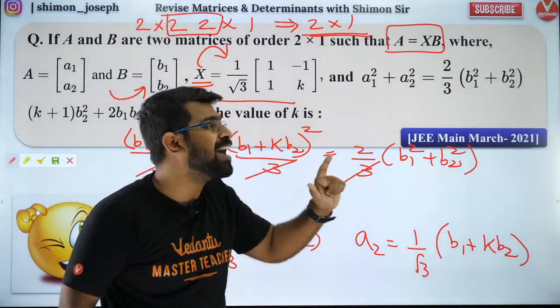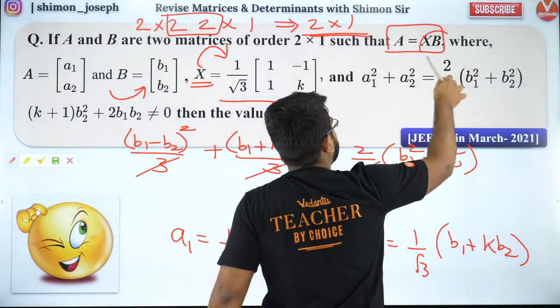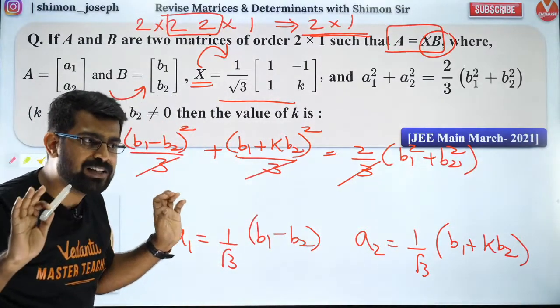So we are comparing a 2 cross 1 matrix which is coming from the product of X into B with matrix A. I hope you're all getting it.